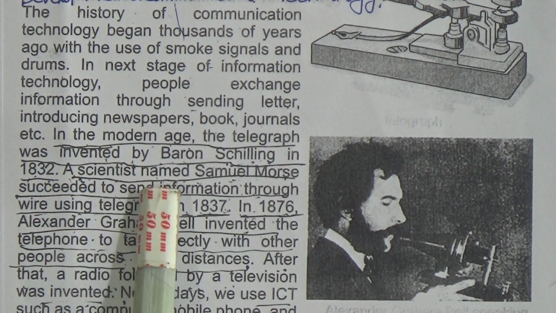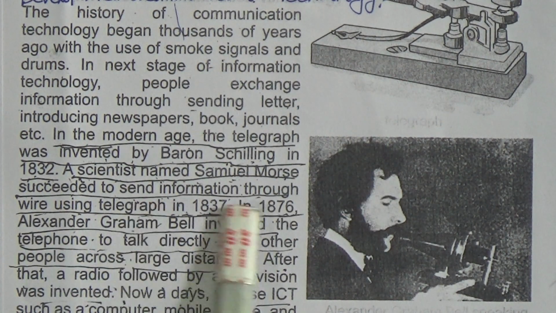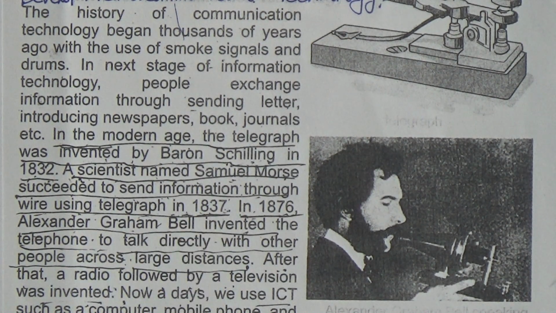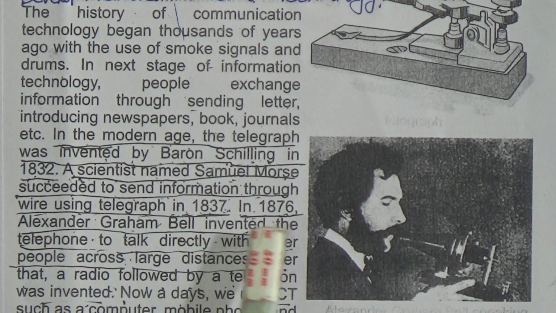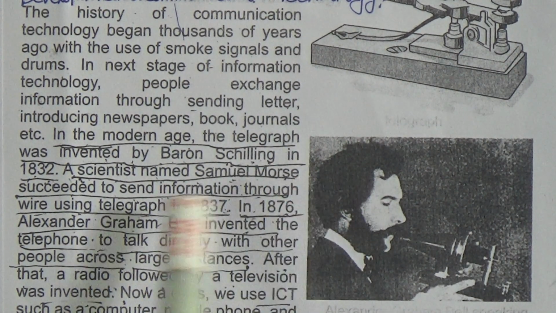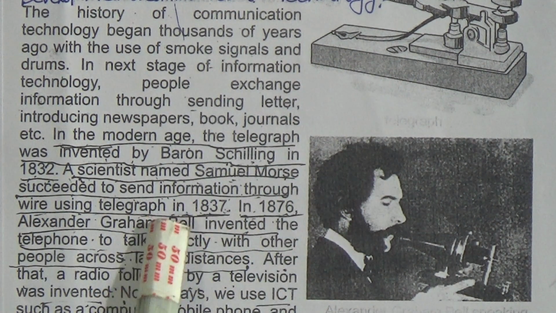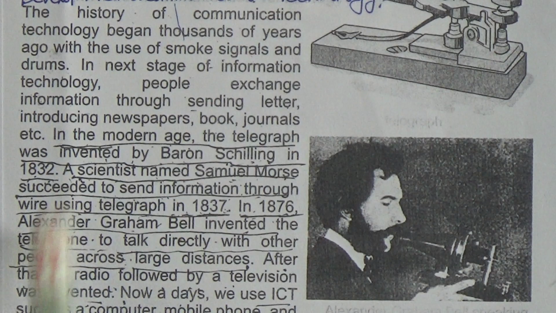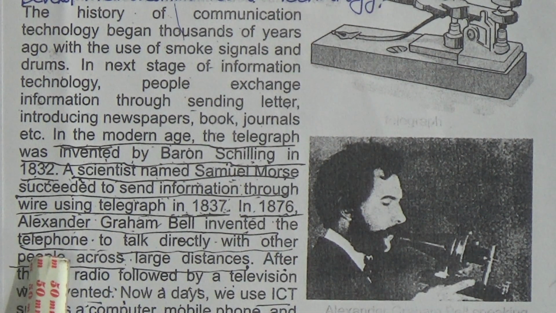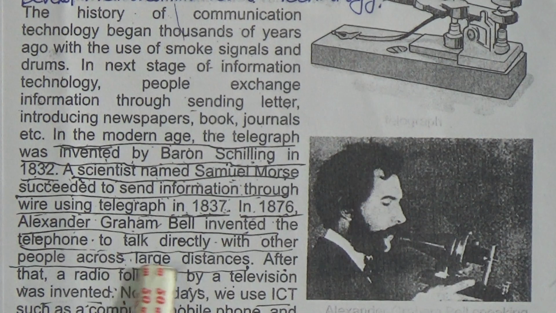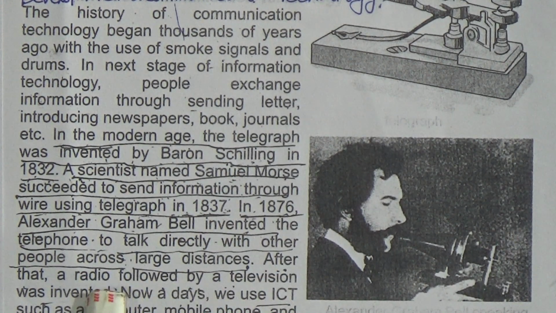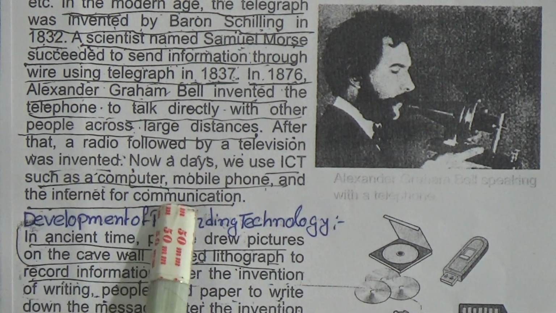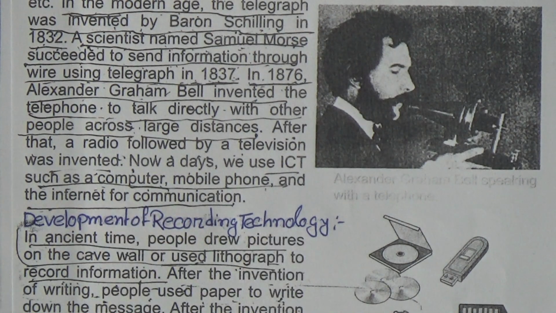A scientist named Samuel Morse succeeded to send information through wire using the telegraph in 1837. In 1876, Alexander Graham Bell invented the telephone to talk directly with other people across large distances. After that, a radio followed by a television was invented. Nowadays, we use ICT such as a computer, mobile phone, and internet for communication.